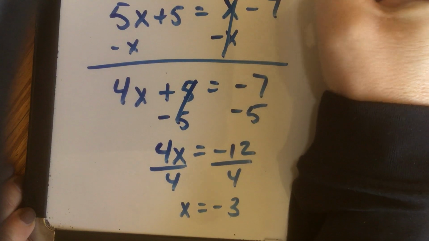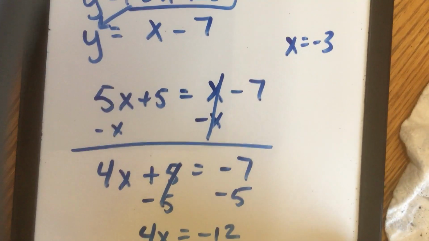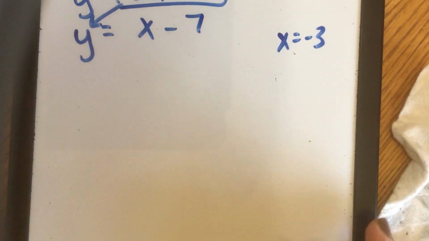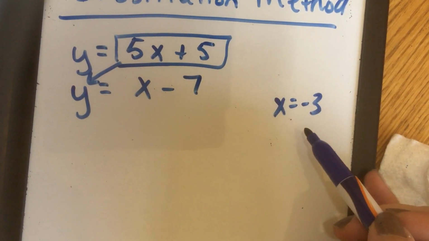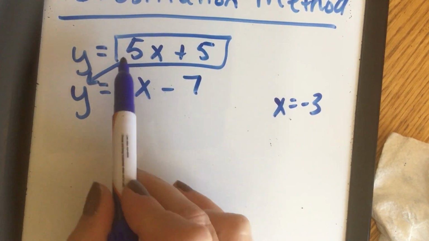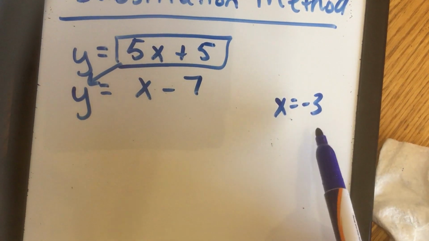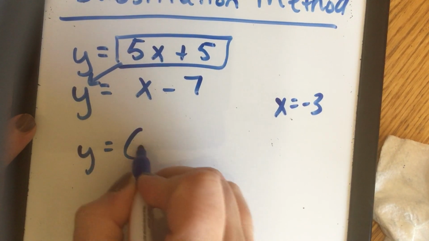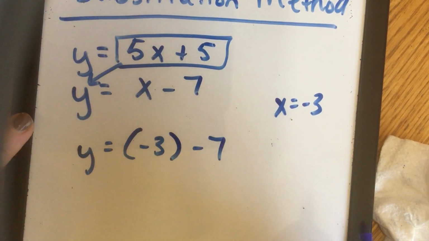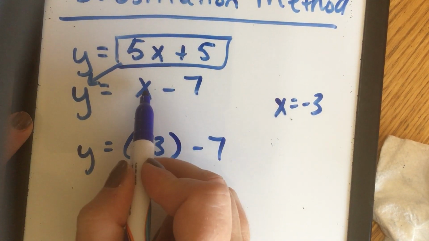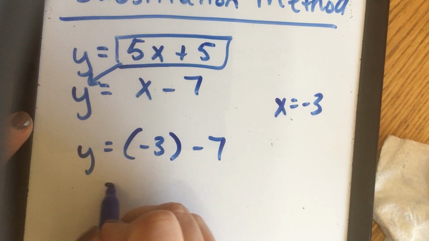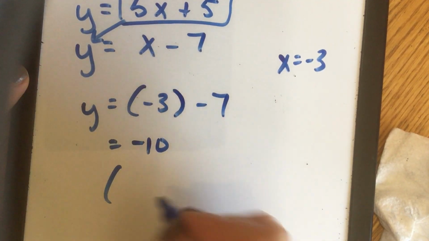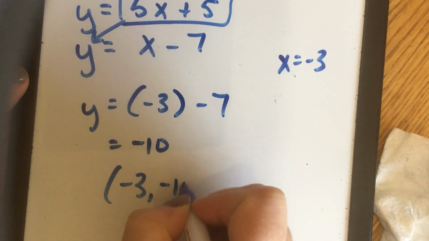So I'm going to write x equals negative 3 up here, and then I'm going to erase my work. And the nice thing about substitution is once you have your first letter, your other equations are set up for you to find the y very easily. I'm going to use this bottom equation here. y is equal to x, which is negative 3, minus 7. So I'm just going to plug negative 3 in for x in this equation, and then negative 3 minus 7 is negative 10. So my answer is negative 3 comma negative 10.